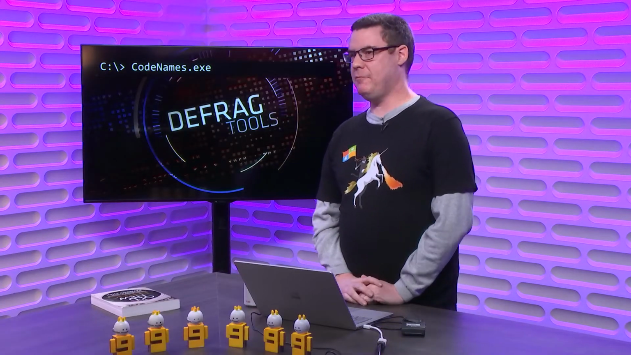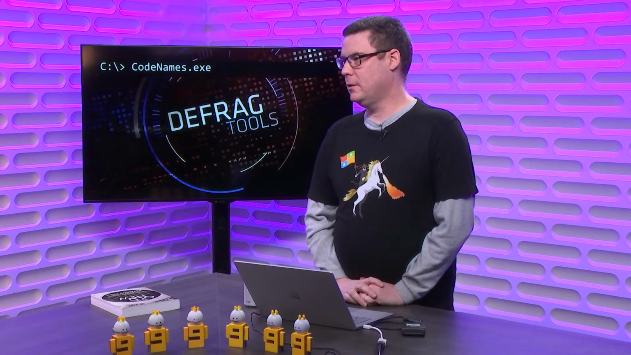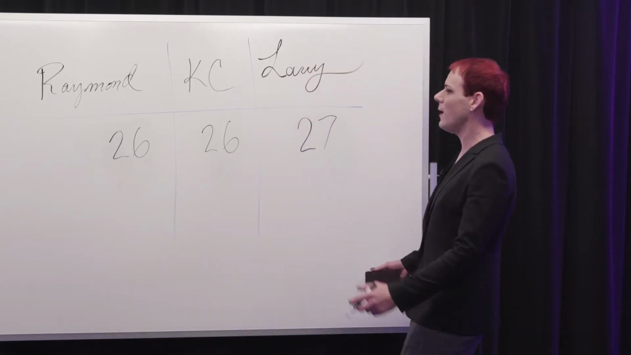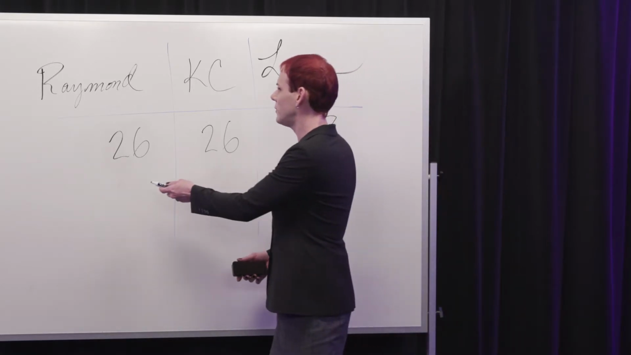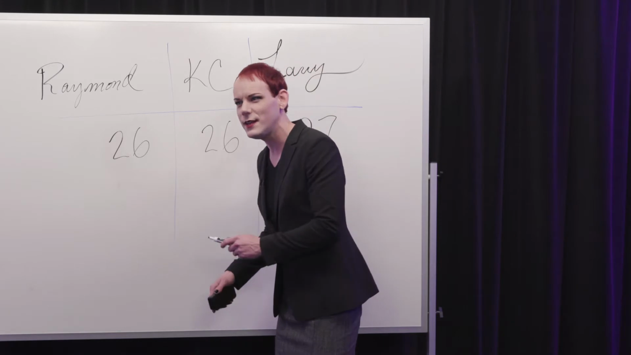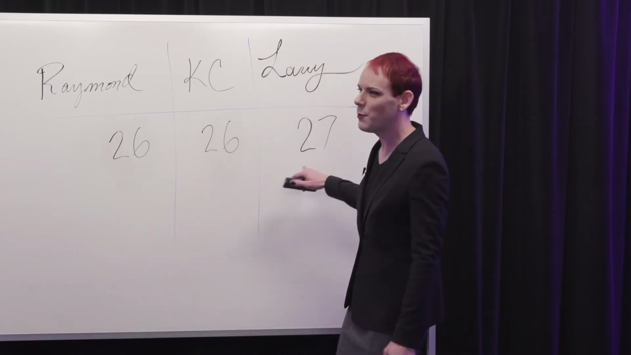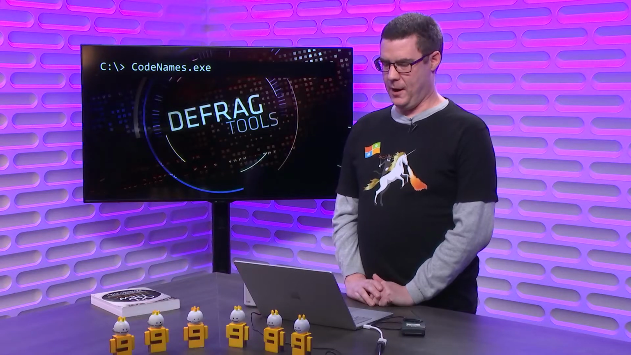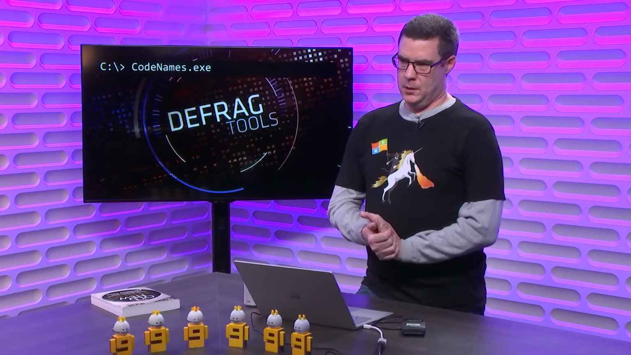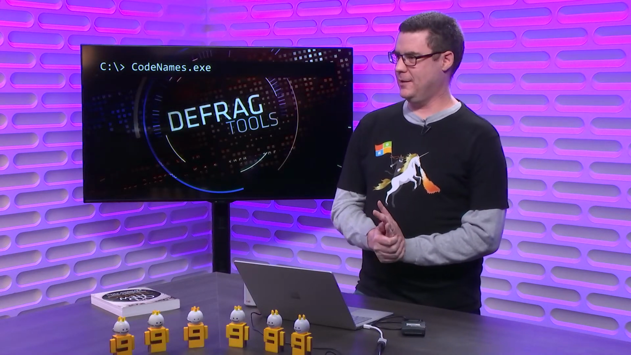Before we start the codename round, do we want to do a score check? We have a very close match here. Raymond 26, tied with KC at 26, and Larry just a point ahead. And the audience is on 4 now, right? This is the part of the game where we may cheat a couple points too. This is the part where I'm going to start losing it. Audience, all right, you ready? Audience has about 4 points.